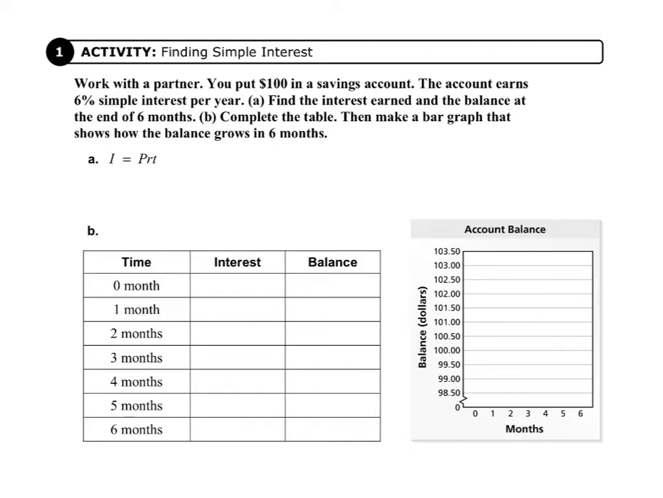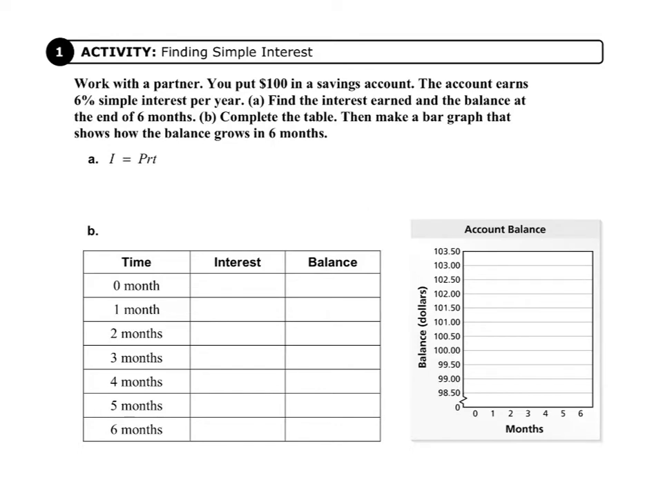Activity 1, finding simple interest. You put $100 in a savings account. The account earns 6% simple interest per year. Find the interest earned and the balance at the end of 6 months. Complete the table, then make a bar graph that shows how the balance grows in 6 months.